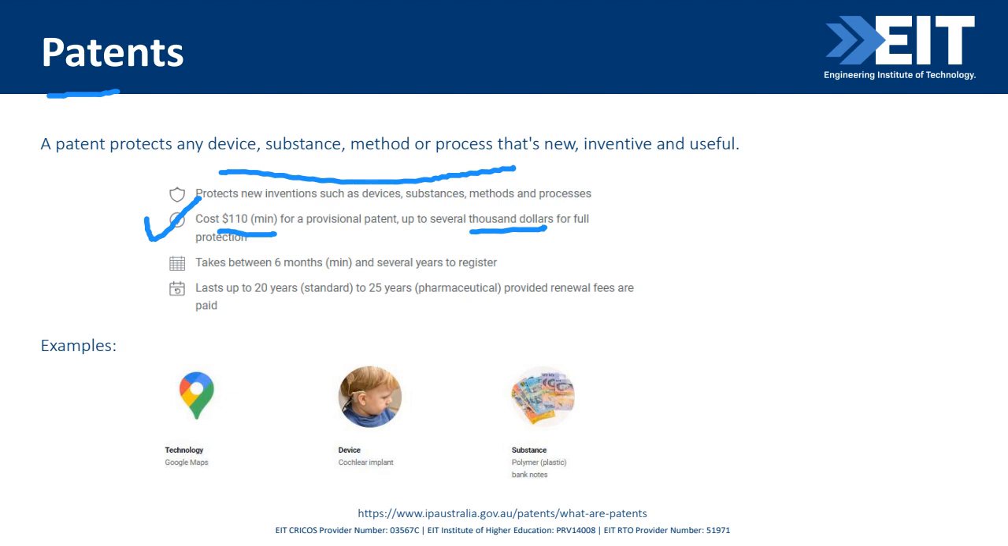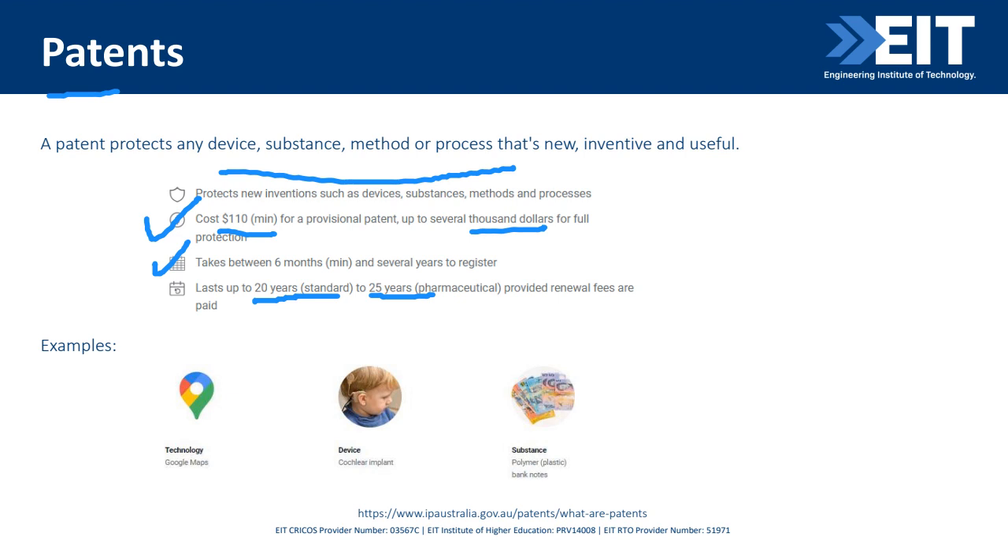How long does it take? Once you apply for your patent, it can take somewhere between 6 months to several years to get registered, depending upon the process, depending upon the queue. At the moment, the patent office here in Australia is quite busy, so many applications being filed every single day. How long does the patent protection last? So it lasts up to 20 years for any standard patents and 25 years for any pharmaceutical related patents, provided the renewal fees are paid every year, which needs to be paid annually, of course.